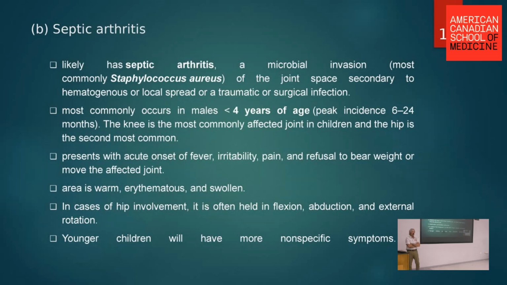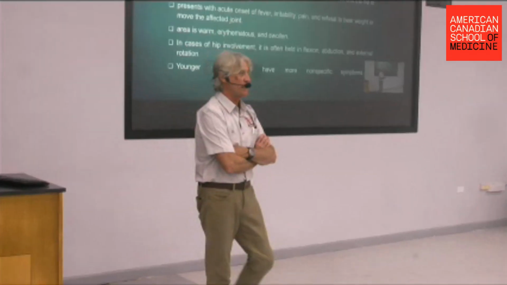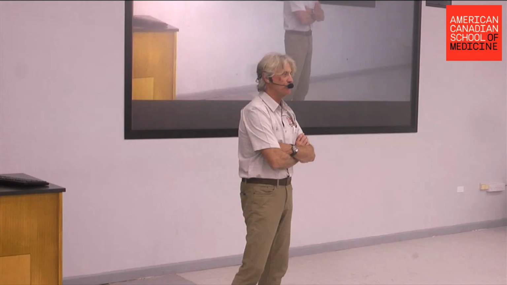Staph is the most common offending organism in a child like this. Usually it's secondary to hematogenous spread. That means infection elsewhere seeds the bloodstream. Remember what I said the other day? Shaking chills, rigors is bacteremia till proven otherwise.